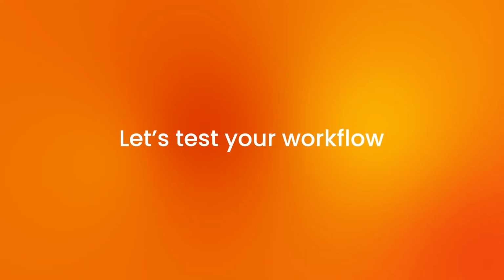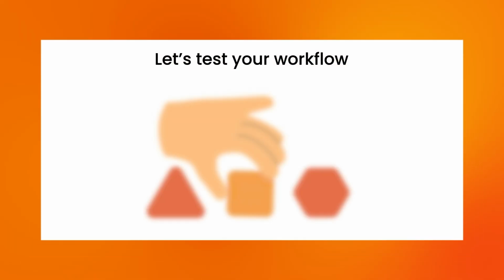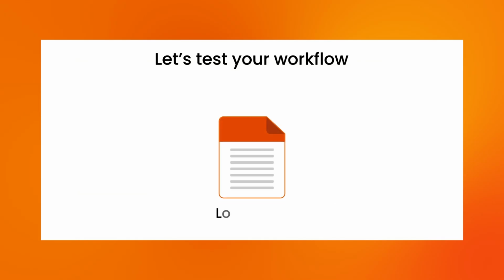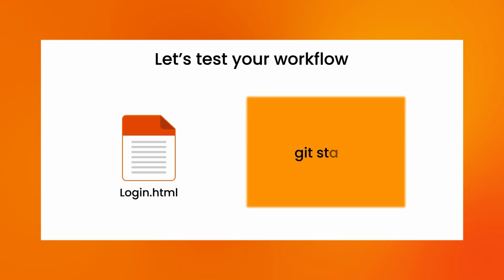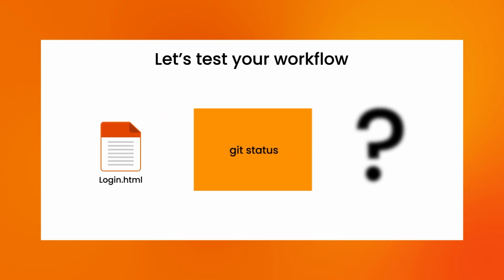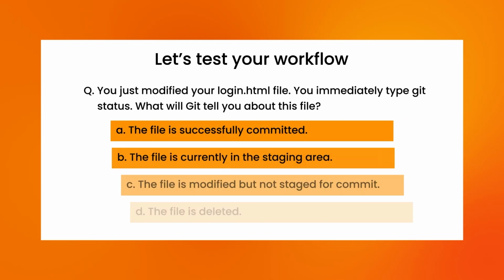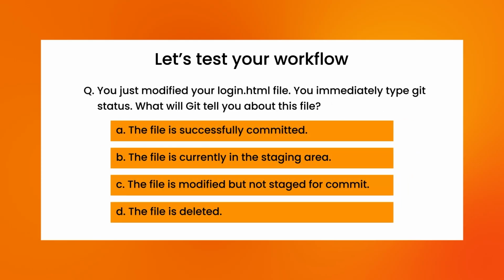So we cover multiple commands of Git. For now, let's test your workflow understanding. So the question is, you just modify your login.html file. You immediately type git status. What will Git tell you about this file? You have 4 options. Understand the question properly and then answer.